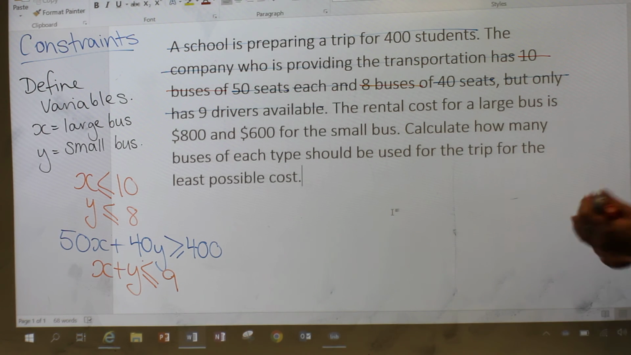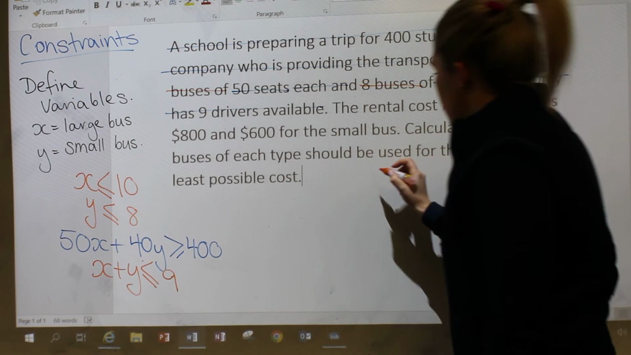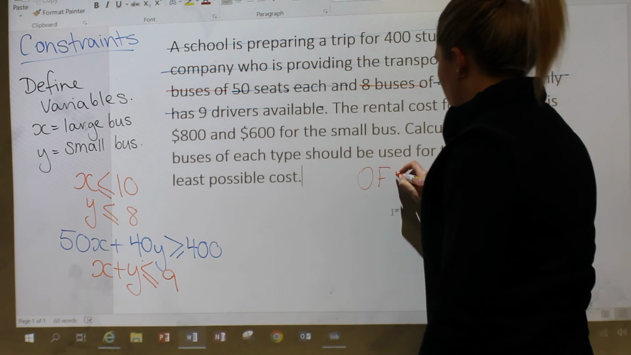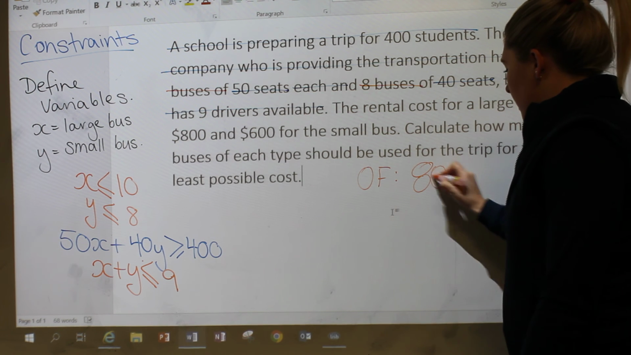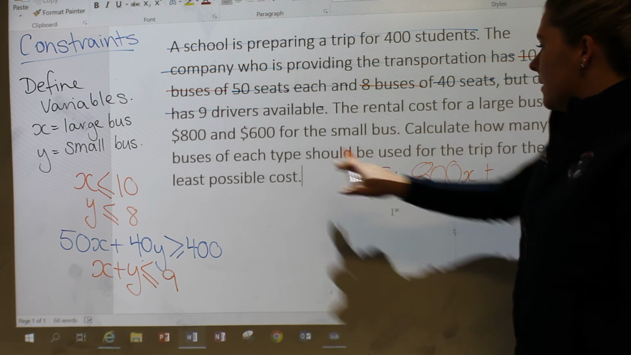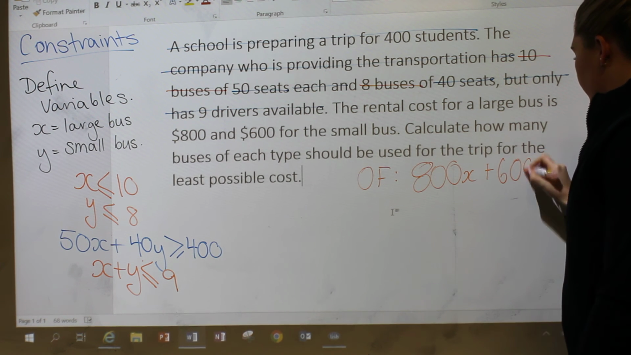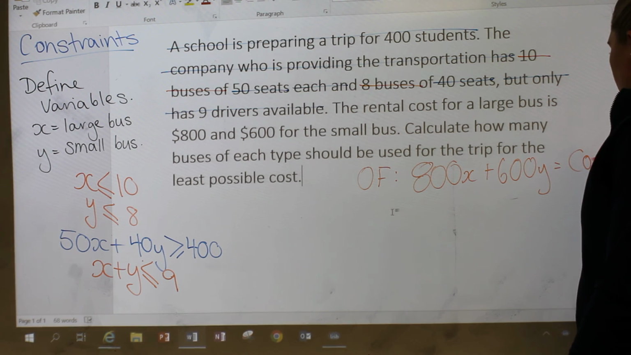Now we're looking at the objective function. Okay, so the objective function, okay, we're looking here. Large bus is 800, so 800 X plus 600 Y equals the cost.